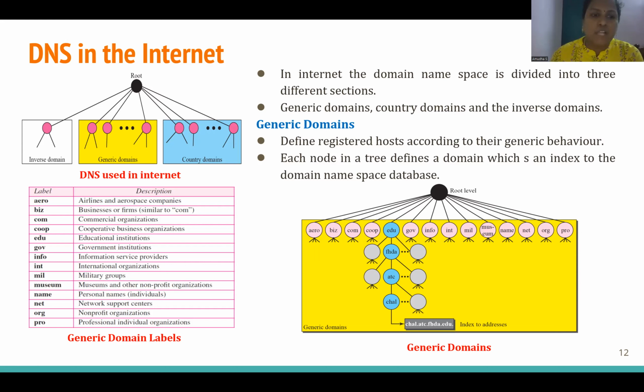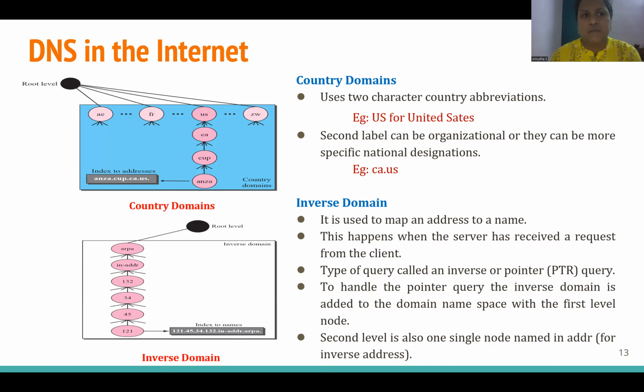In general, the labels denote: aero for airline or aerospace companies, biz for businesses or firms, com for commercial organizations, coop for cooperative business organizations, EDU for educational institutions, GOV for government institutions. These are some of the generic domain labels used on websites. Country domain normally uses a 2-character country abbreviation, US for United States, UK for United Kingdom, and so on. The second label may be an organization, or it can be a more specific national designation.